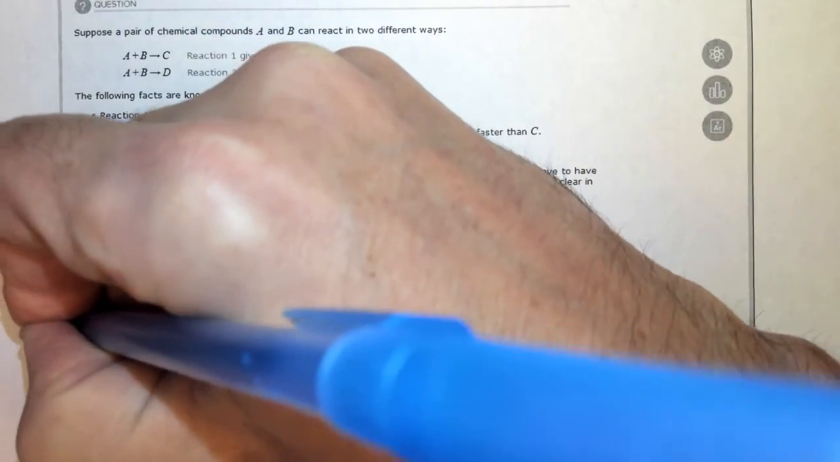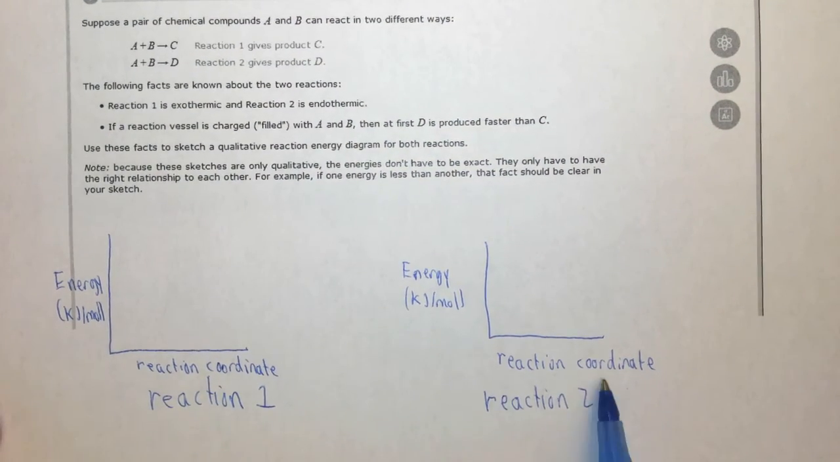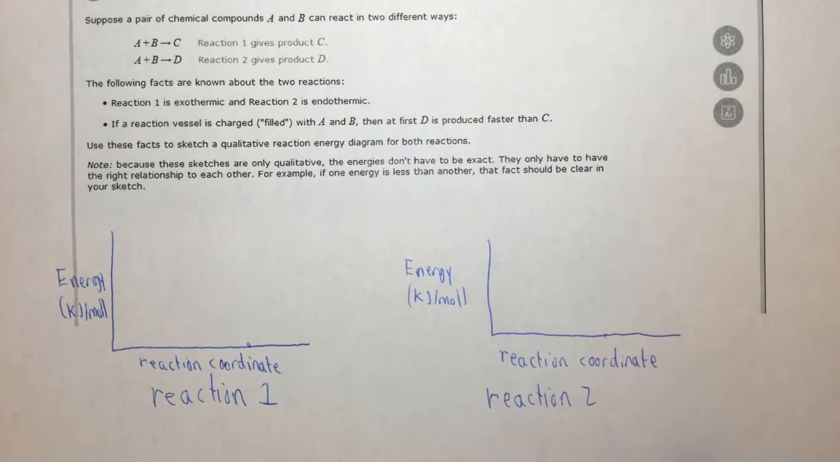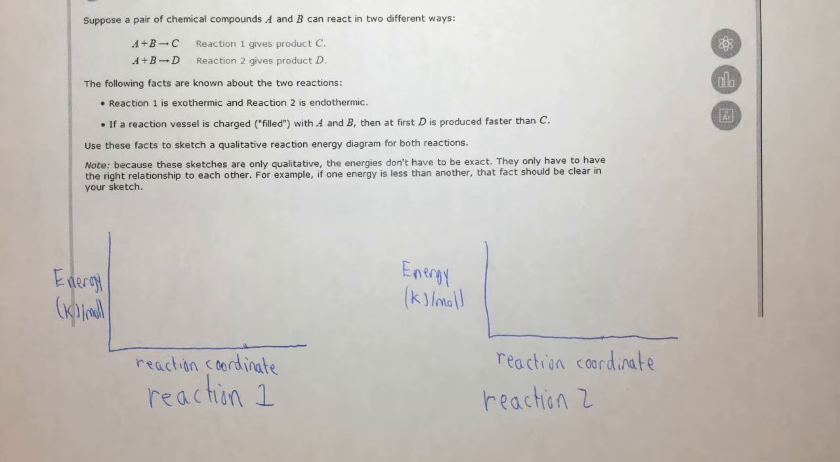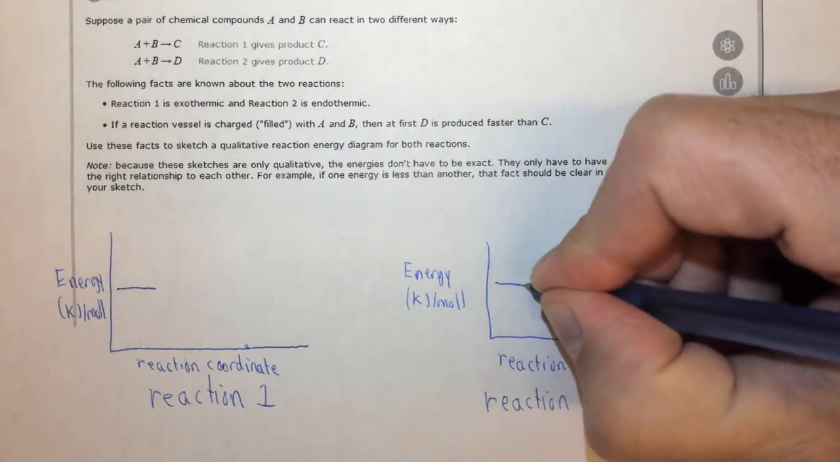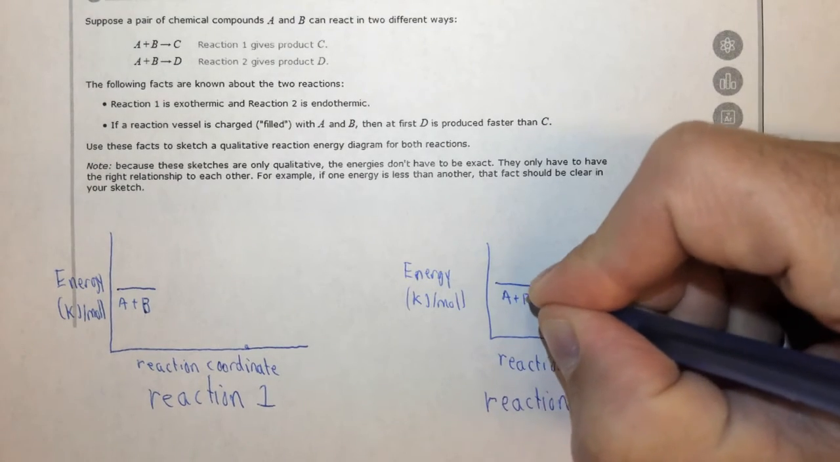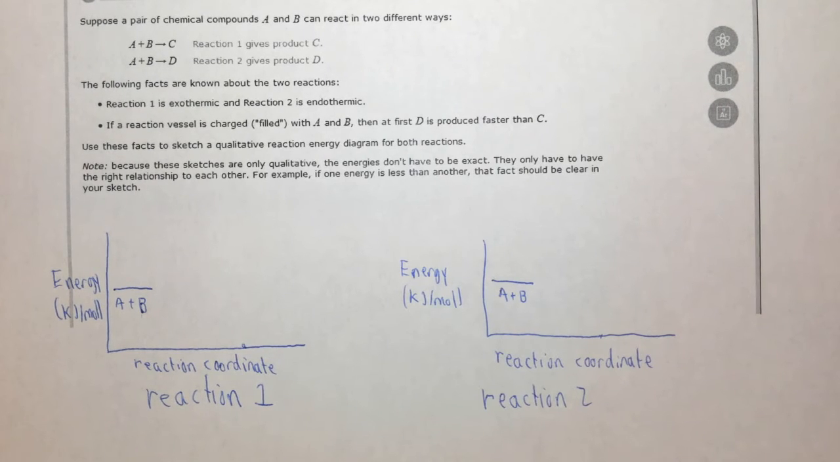So in both cases, the y-axis is energy, the x-axis is reaction coordinate or reaction progress, as I've seen before in some books. This is not exactly time, but it's how the reaction is going. So let's look at this situation. The first thing is we need to draw A and B in both cases. A and B should be at the same energy for both reaction 1 and reaction 2 because A and B are the same, right? So they have the same energy in kilojoules per mole.